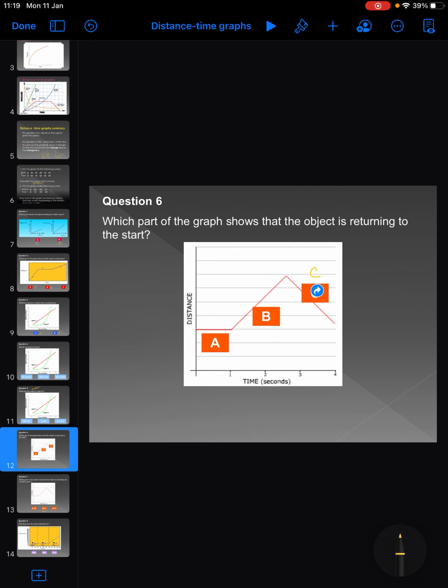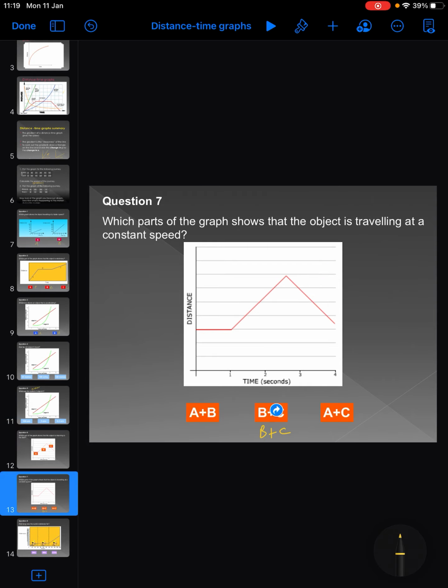Question 6. Which part of the graph shows that the object is returning to the start? It is C, and I know that because can you see the distance is getting less? So it's got to be coming closer to you. 7. Which parts of the graph show that the object is travelling at a constant speed? It is B and C, and I know that because they are nice straight lines at a diagonal.